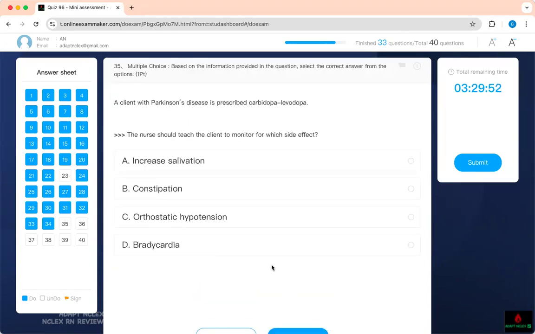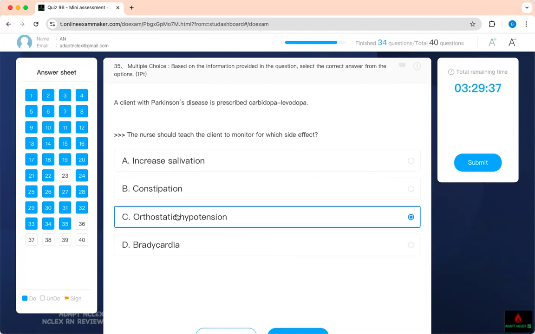The nurse should teach the client to monitor for which side effect? A client with Parkinson's disease is prescribed carbidopa-levodopa. This medication you need to know. It changes your urine to a different color, orange or yellow. Orthostatic hypotension and dyskinesia are the side effects, therefore orthostatic.